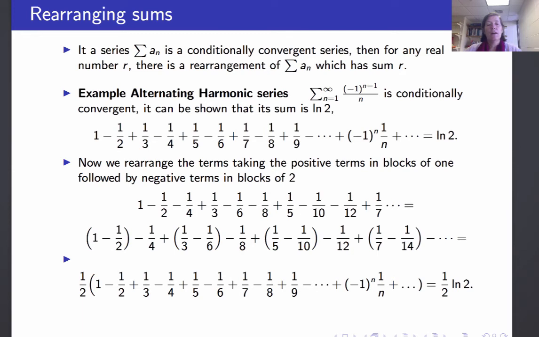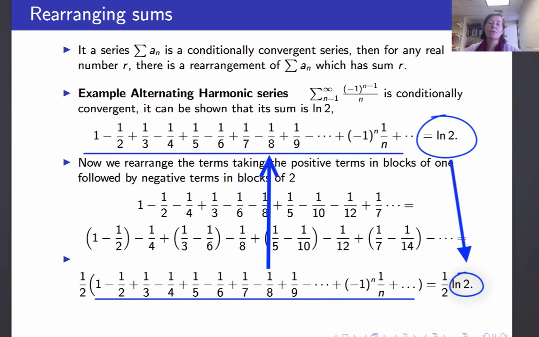And I see that if I combine the terms that are in brackets here and I pull out 1/2, I get 1/2 of my original alternating harmonic series. And of course, the sum of this must be 1/2 the sum of the alternating harmonic series, which is 1/2 the natural log of 2.